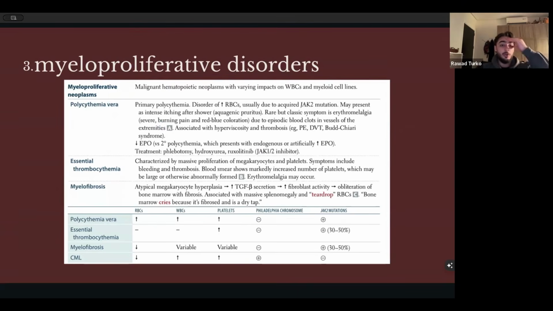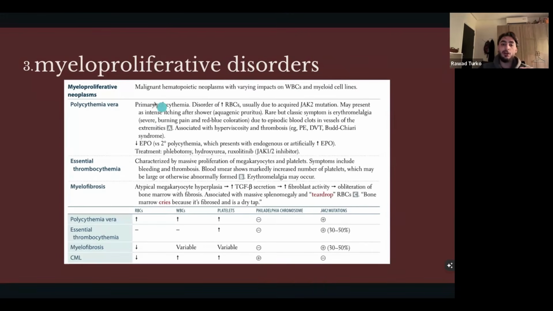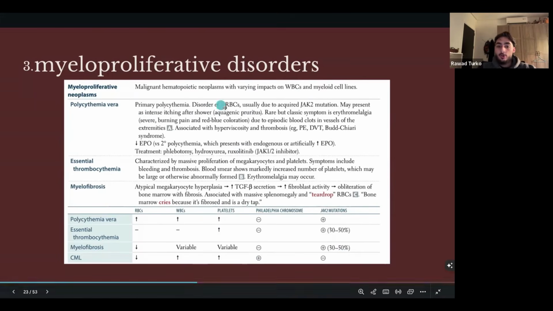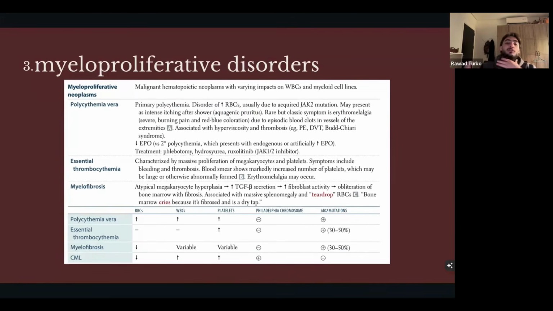Okay. So we have polycythemia vera. So this is primary polycythemia, too many red blood cells because of a JAK2 mutation. As you guys can see here, three out of the four myeloproliferative neoplasms are associated with JAK2 mutations. The only one that isn't is CML, and that's because obviously the Philadelphia chromosome is the main defect there. You can get an intense itching after the shower, aquagenic pruritus, erythromelalgia, so severe burning pain and red blue discoloration.